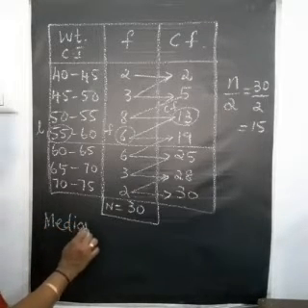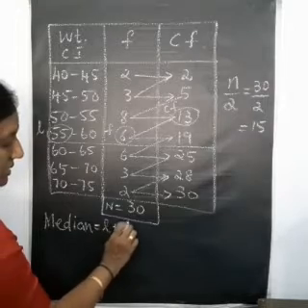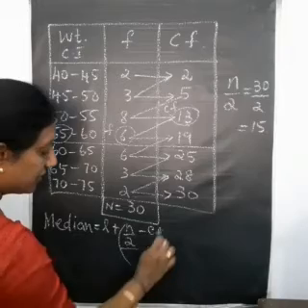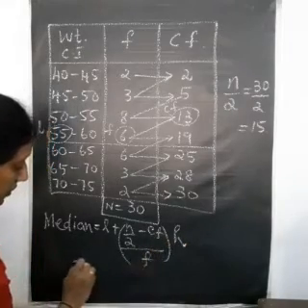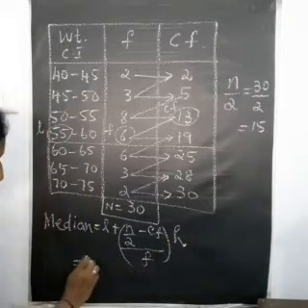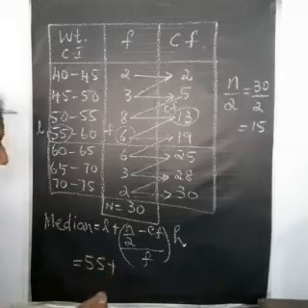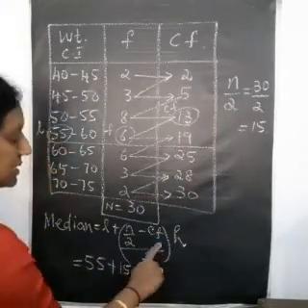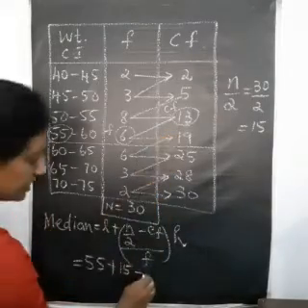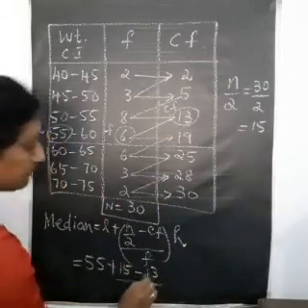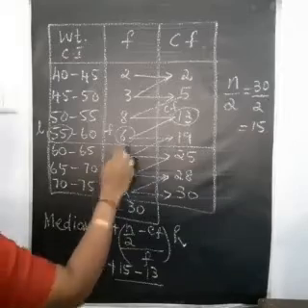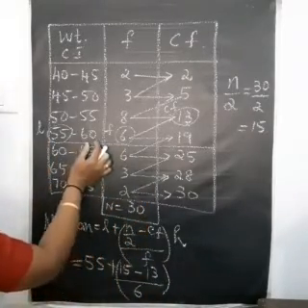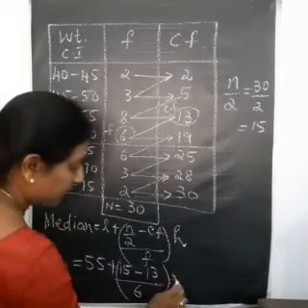Once you have got these values, we can find the median. Median is equal to L plus n by 2 minus CF divided by F into H. So what will you get? L is 55 plus, n by 2 is 15, minus CF, CF is 13, divided by F, F is 6, into, what is the class size? 60 minus 55 is 5.